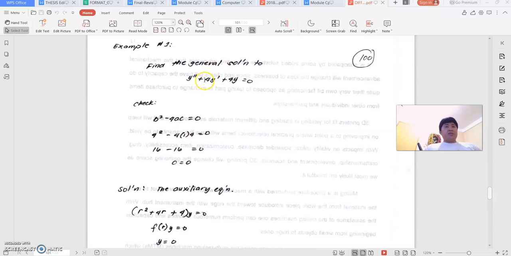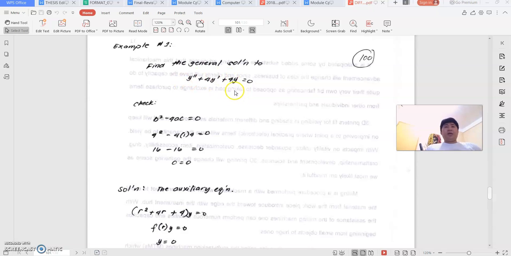Then ang B nato, since this is the constant number, so this is our B. So ang B nato is 4. And our C is also 4. So 4 times 4, that is 16. 4 squared, that is 16. 16 minus 16, that is 0. Therefore, that is equal to 0. Then we could say that this given equation is a repeated roots.